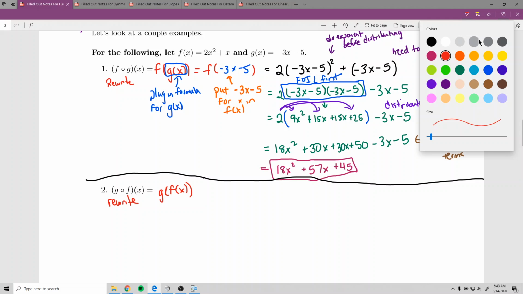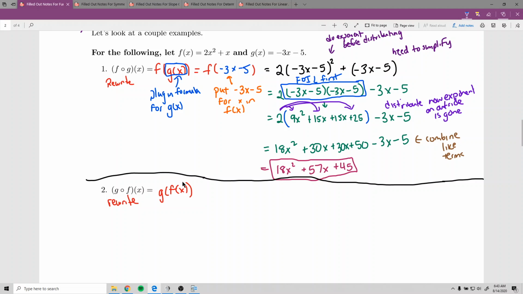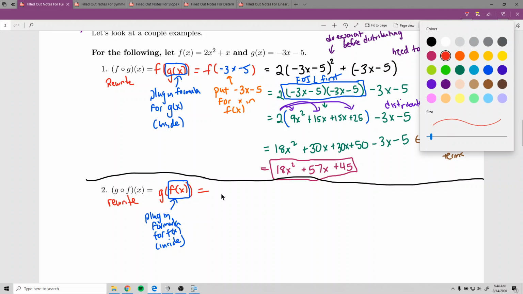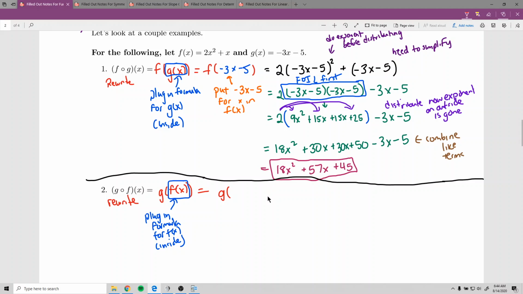when you see this, just rewrite it and then plug in the formula for the inside. The inside now is f of x. So maybe I should clarify that. The reason we're plugging in for the inside is because that's what we see. The g is not next to the x, the f is. So we're always plugging into the inside first. And so we got g on the outside, we got parentheses, and in place of f of x inside, we've got 2x squared plus x.